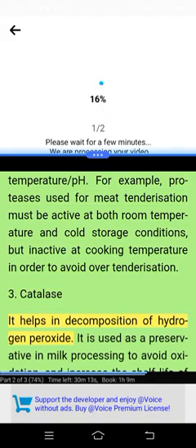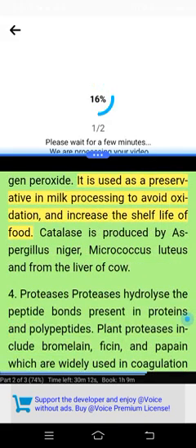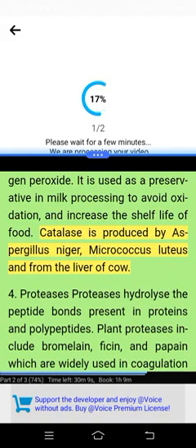3. Catalase. It helps in decomposition of hydrogen peroxide. It is used as a preservative in milk processing to avoid oxidation and increase the shelf life of food. Catalase is produced by Aspergillus niger, Micrococcus luteus, and from the liver of cow.